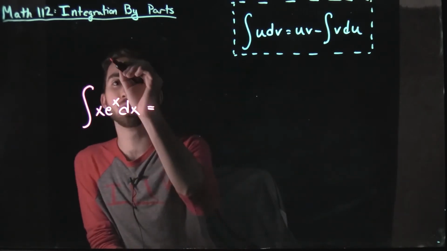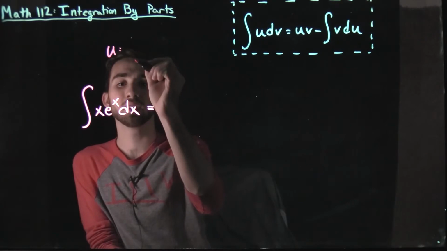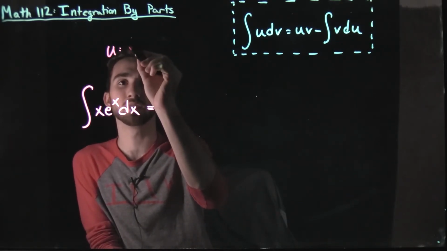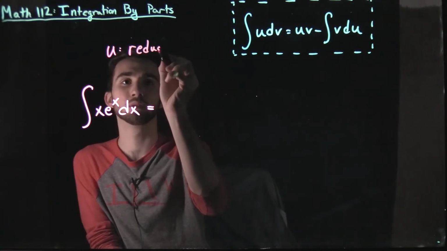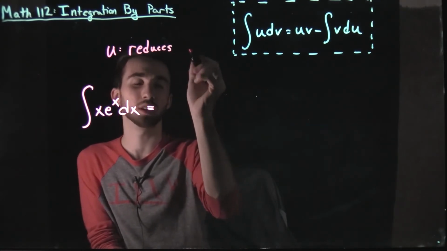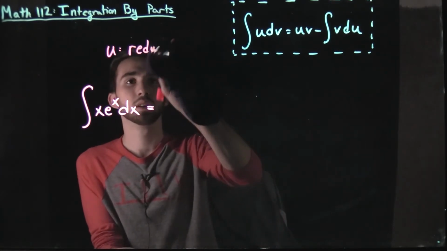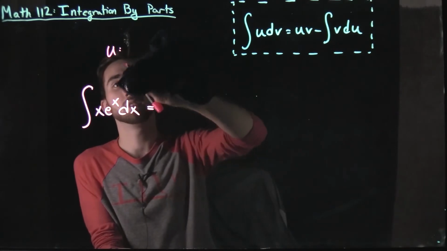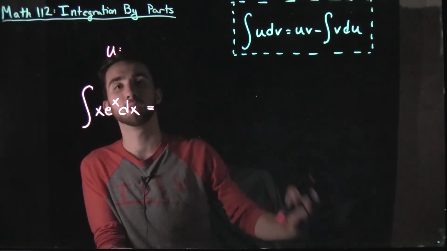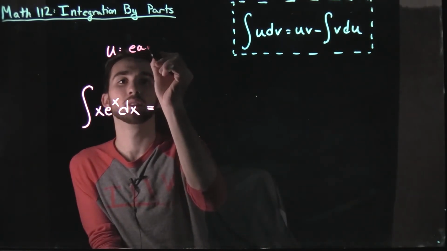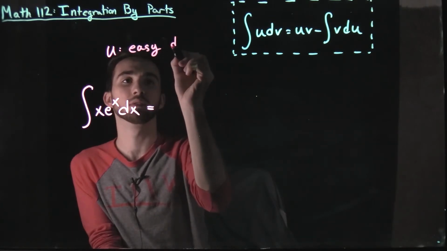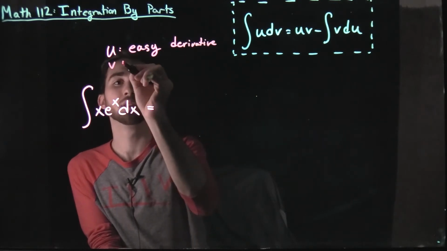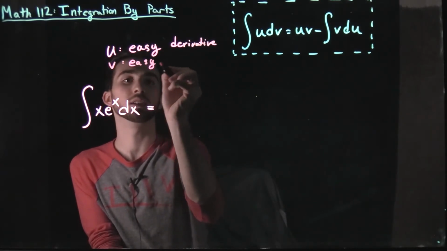Our u is going to be something that is easy to take the derivative of, or reduces when you differentiate. Or let's say easy derivative might be a better term. Easy derivative. And then v is going to be something that has an easy integral.